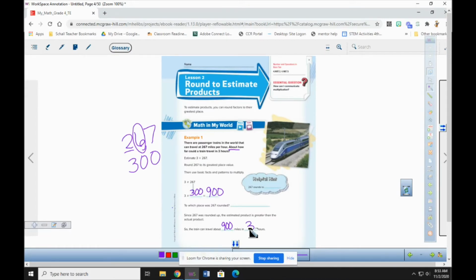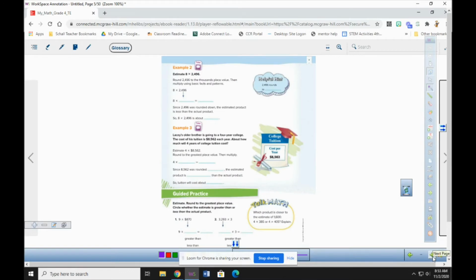Let's take a look at another one. Estimate 8 times 2,496. Well, we're not going to round the 8 because it's a single digit, but we will round the 2,496. Then we'll multiply and find the patterns. Okay, so let's start with 2,496. Remember, it said we're rounding to our greatest place, which is the thousands.